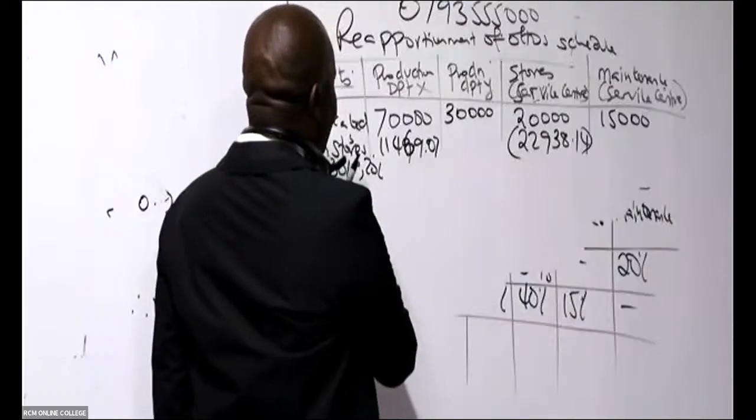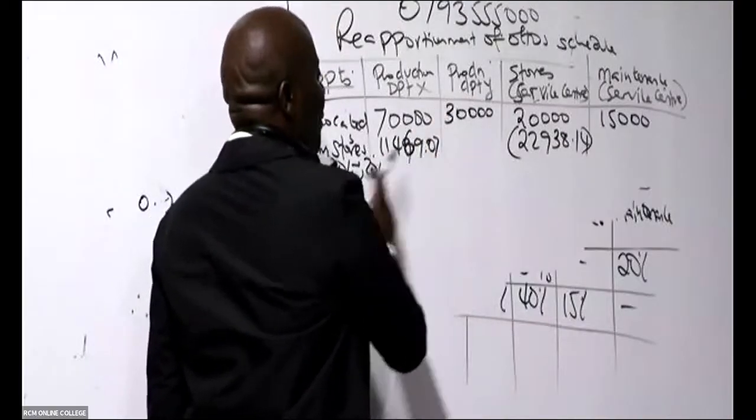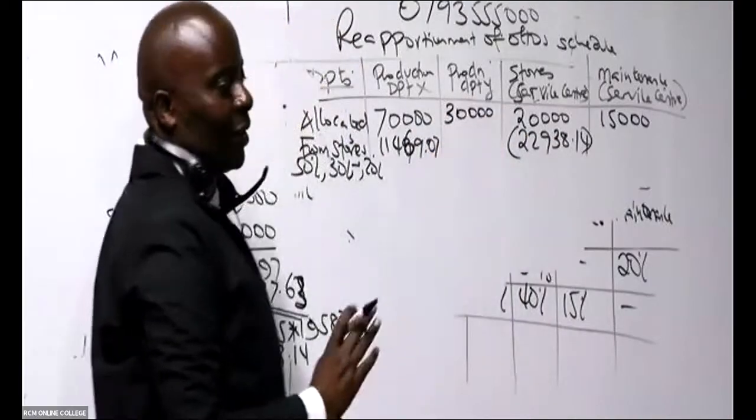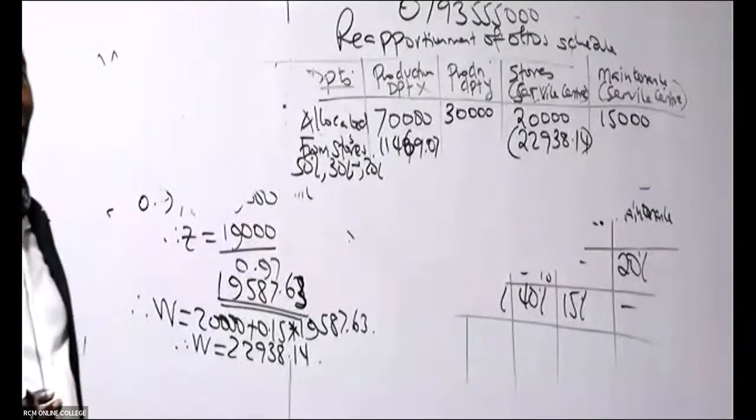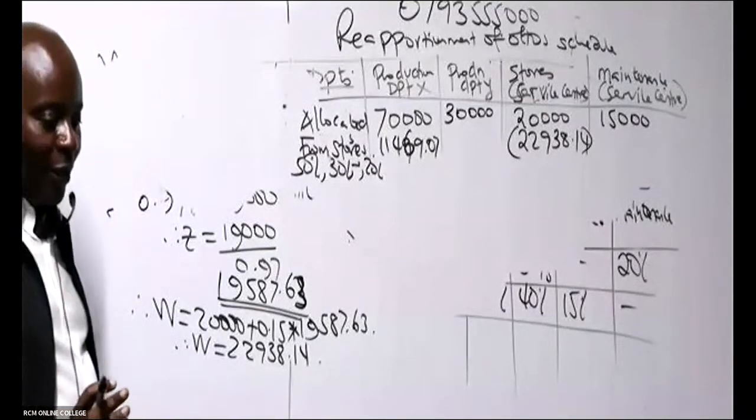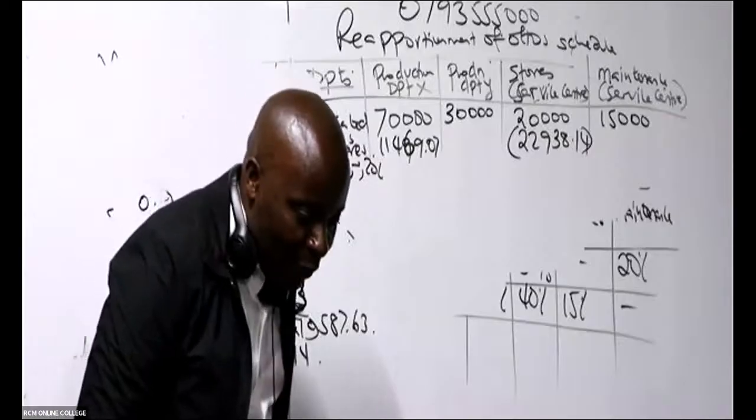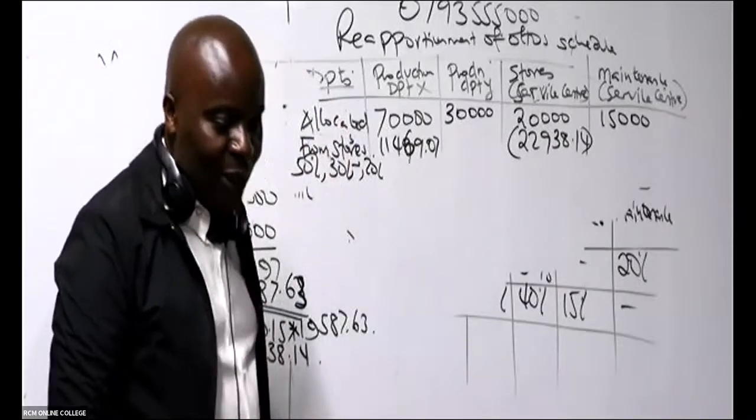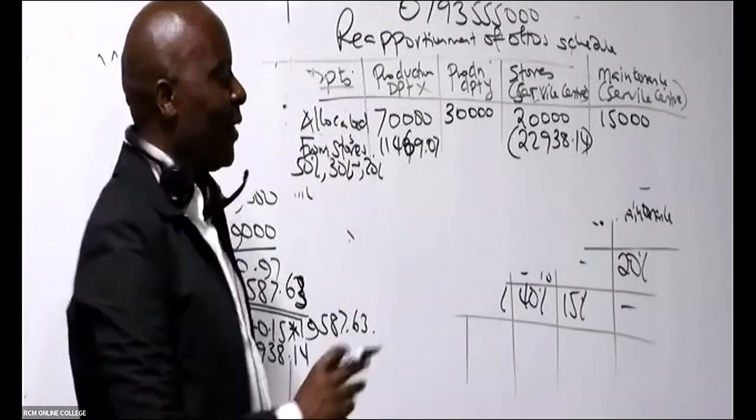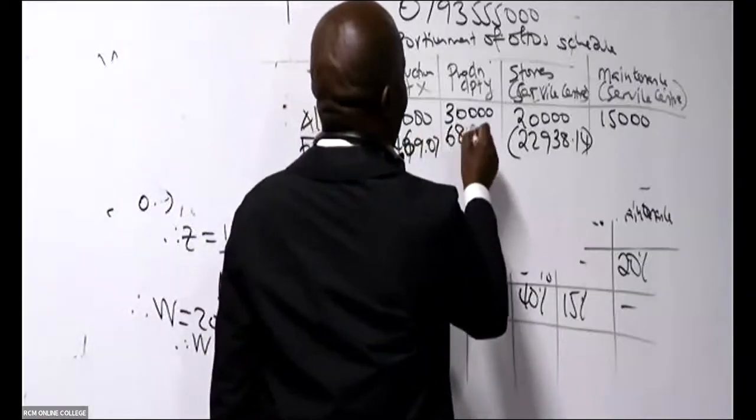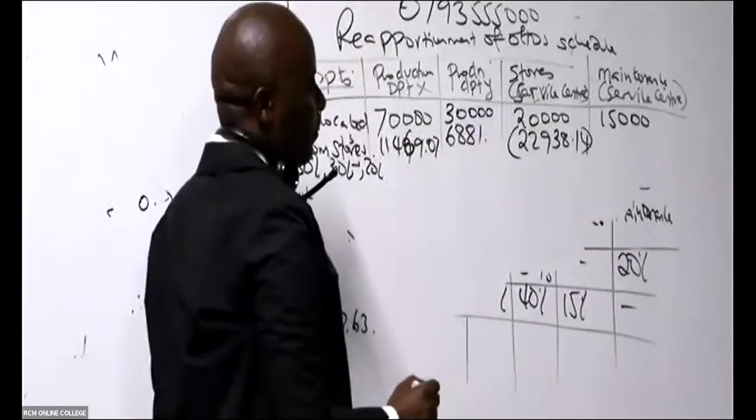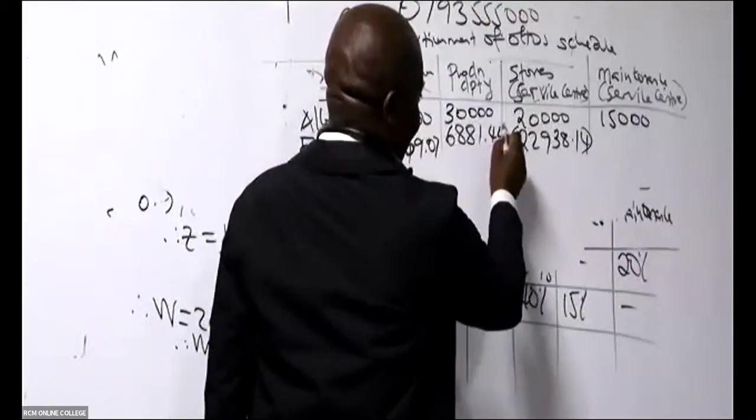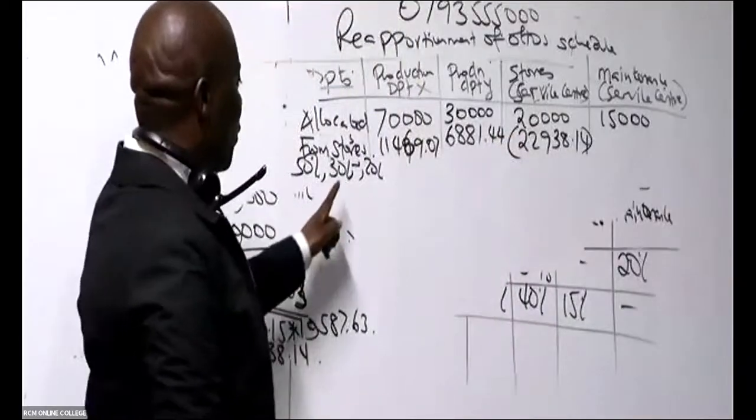69.07. And then 30% goes to production. 30% of this figure. My online ninjas, we have 68,81.44. Of course, the next one is dash, isn't it?